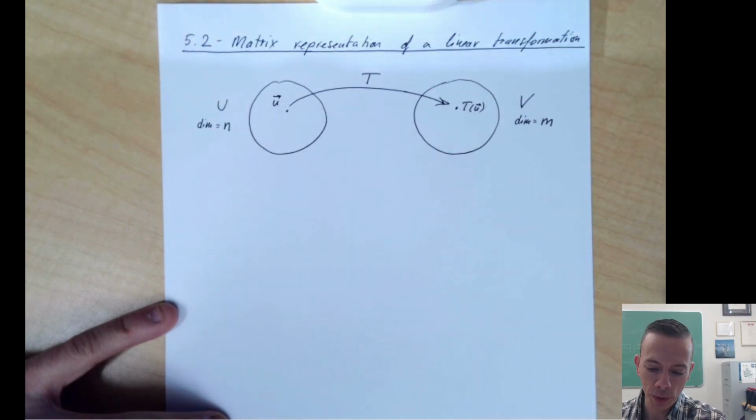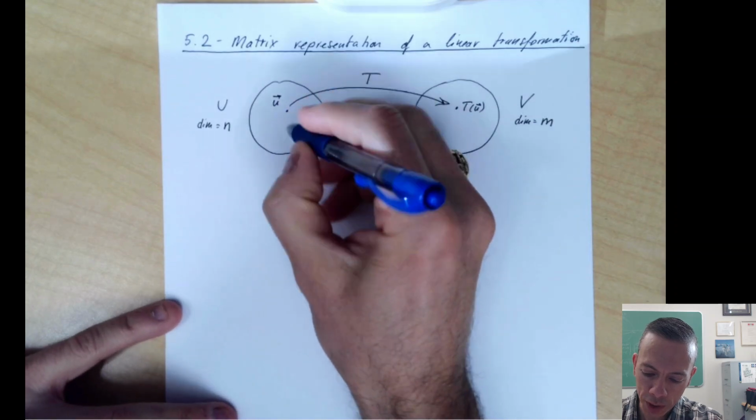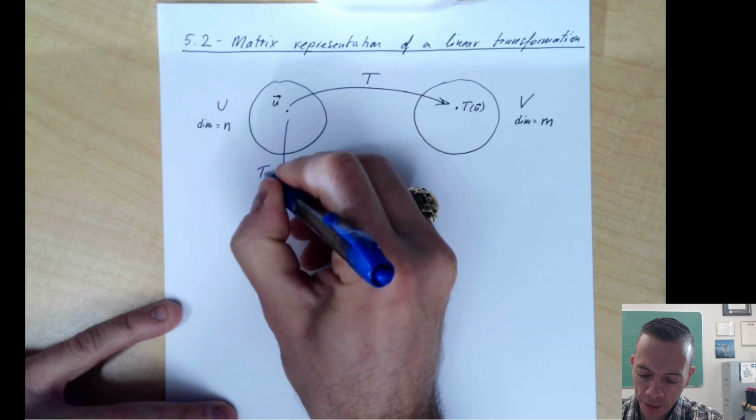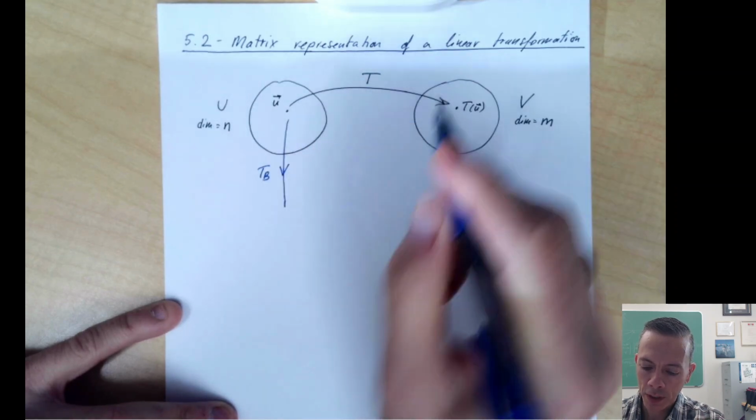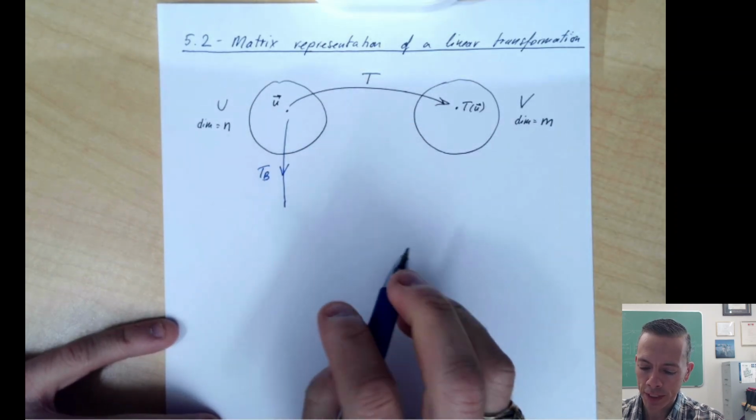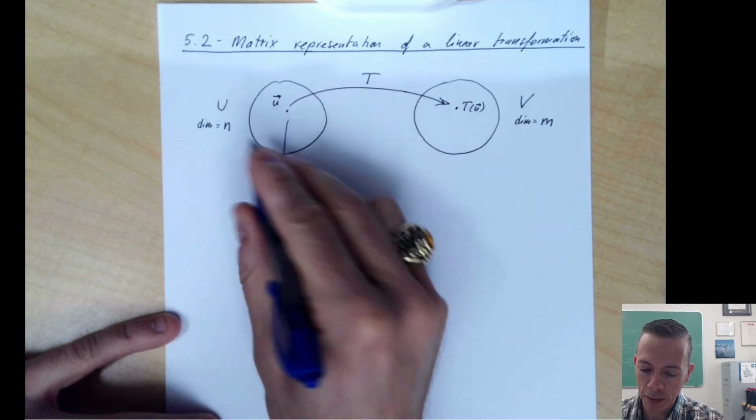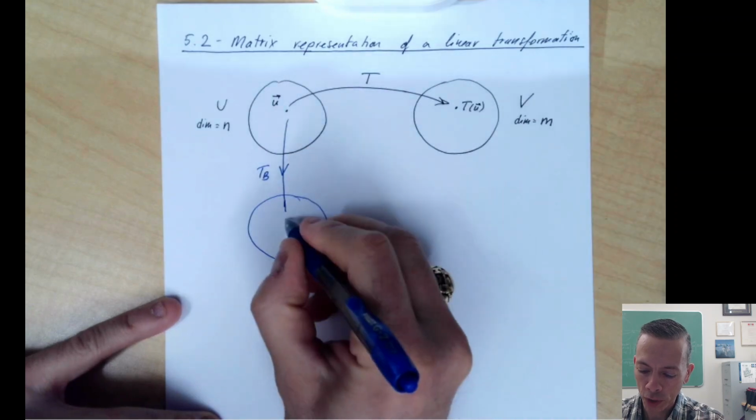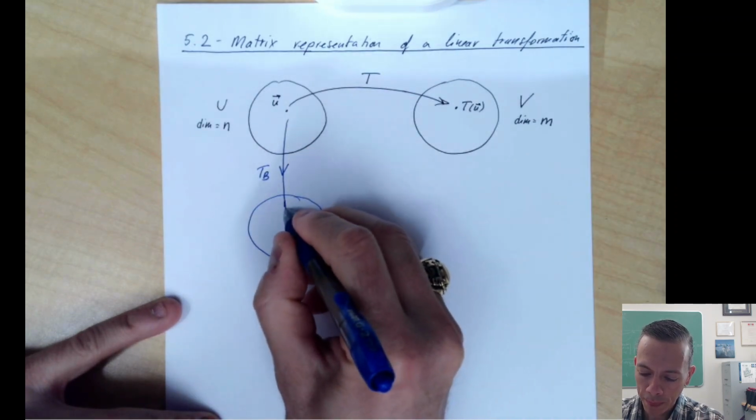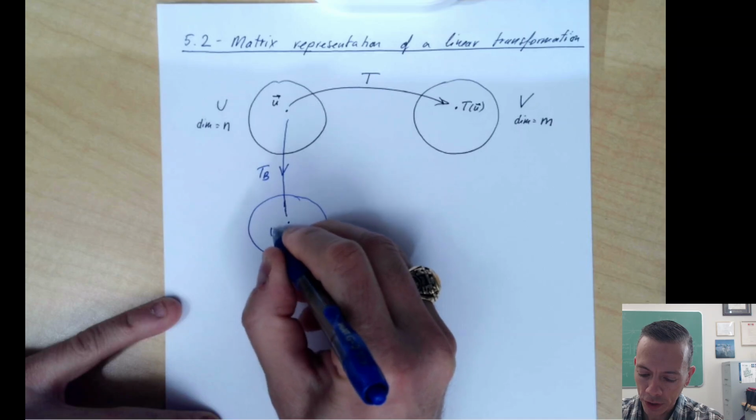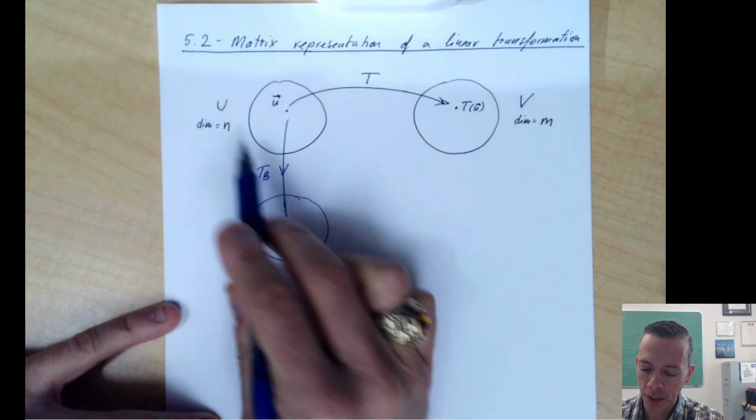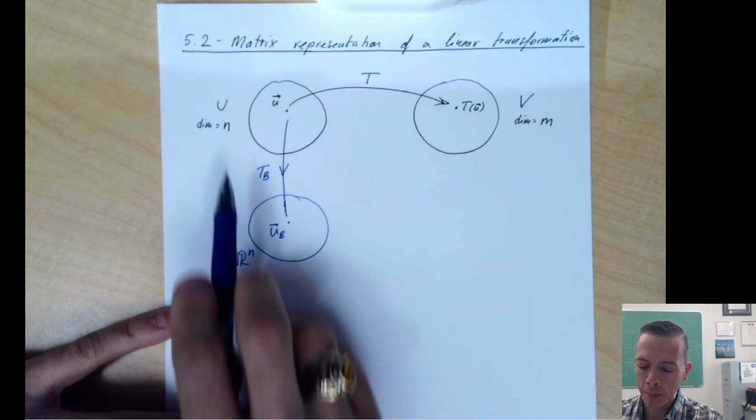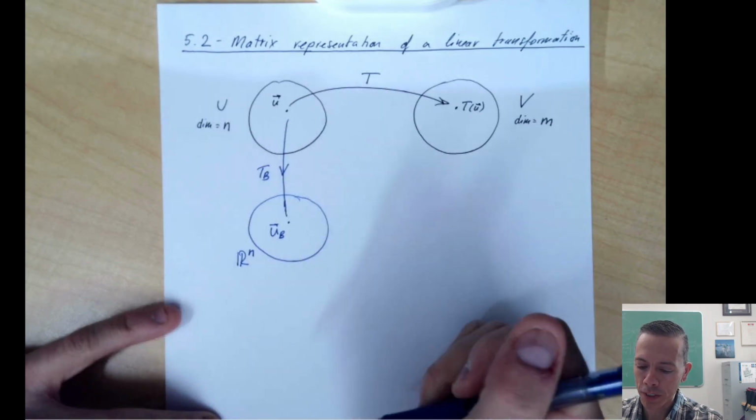So what we're going to do is now define two coordinate transformations using a basis for U. So we have a coordinate transformation T_B, where B is the basis for U. And this will associate the vector u to its coordinate representation, or its coordinate vector, [u]_B, which is a vector in R^n, because U has dimension n and T_B is an isomorphism.